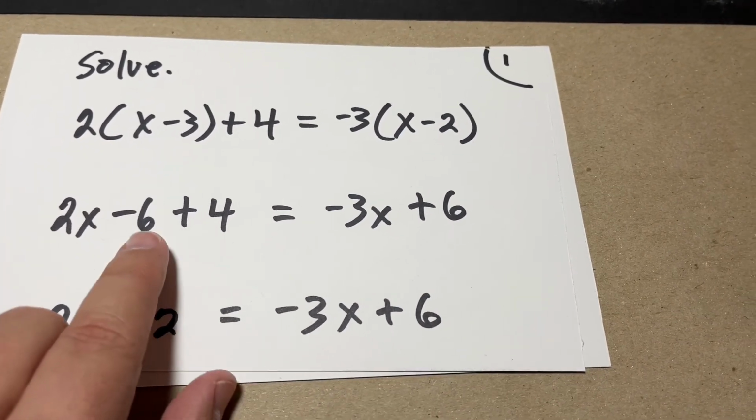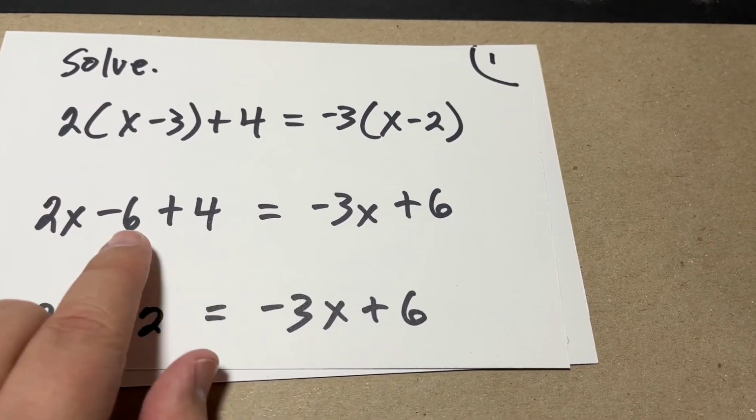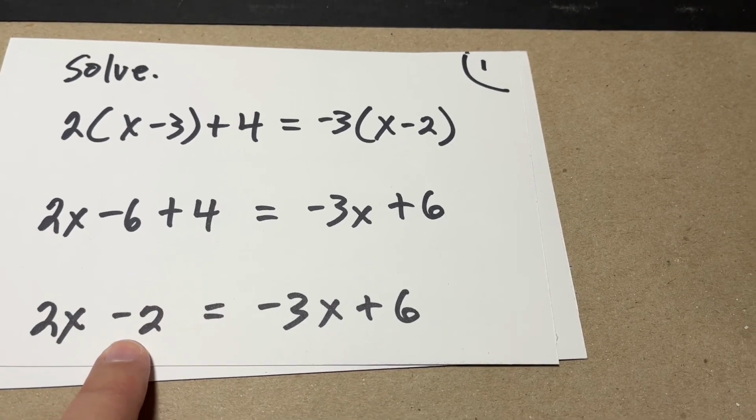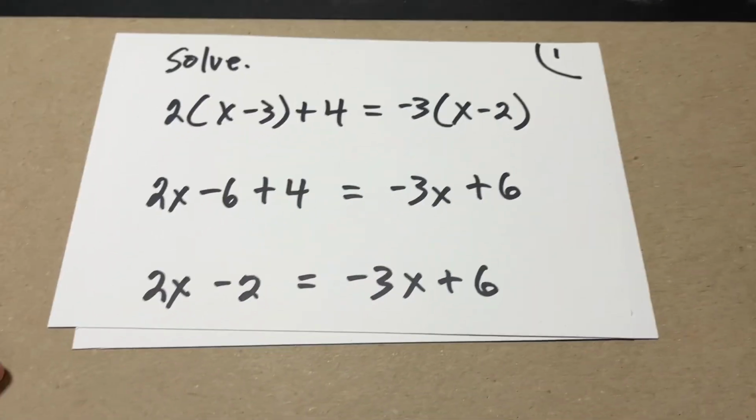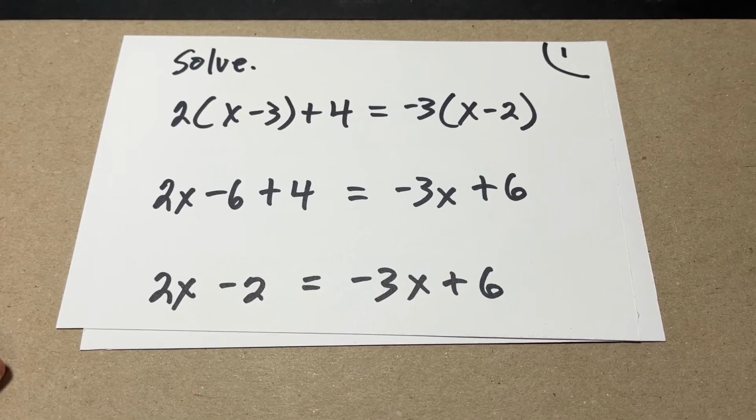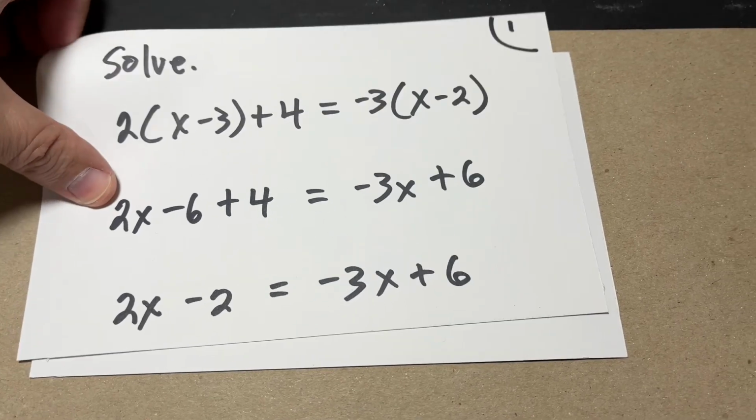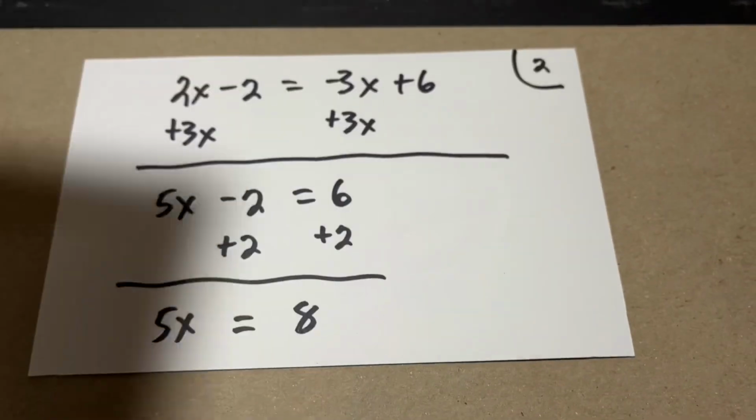And then we're going to go ahead and combine our like terms. So I can add these together. -6 and 4 is -2. I don't really have anything I can add over there. So that's where we are. So let's go to the next step.